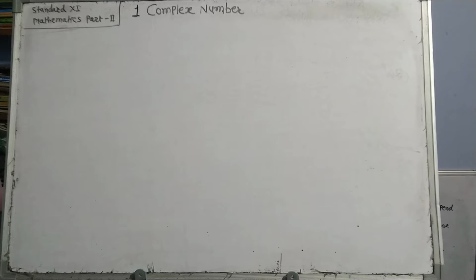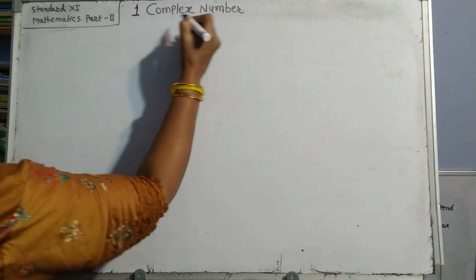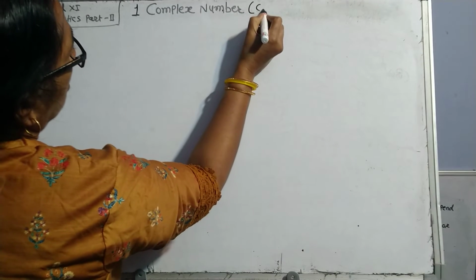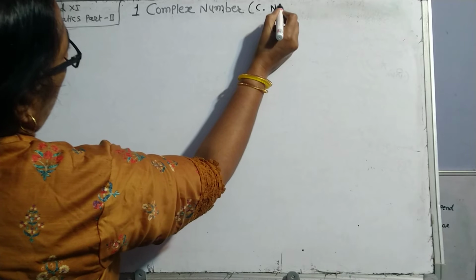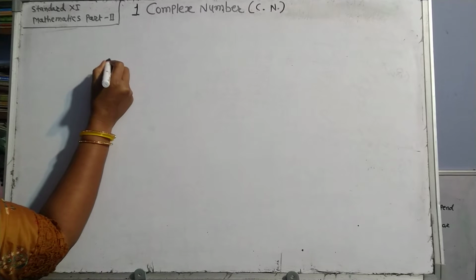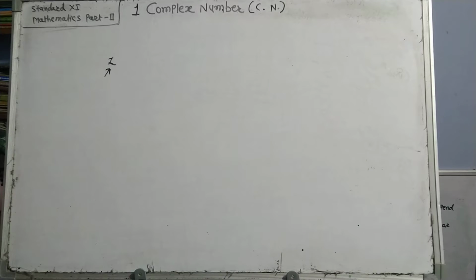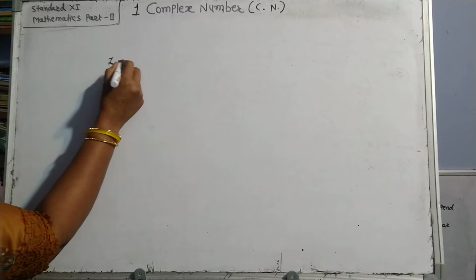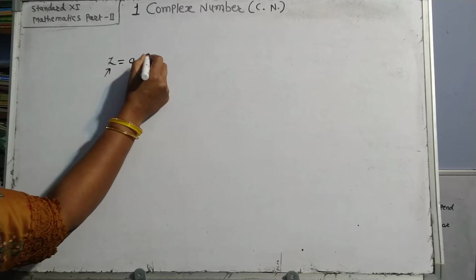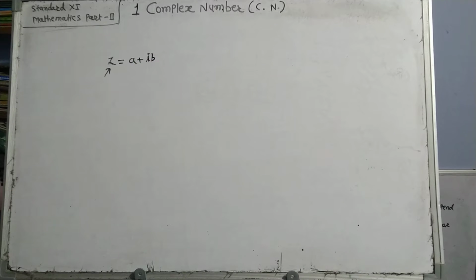First, complex number. Now CN, short form of complex number, is C.N. Now complex number is in the form of, suppose Z is equal to complex number. Z is denoted as complex number. Z equal to A plus iB. I is nothing but iota, Greek letter iota.